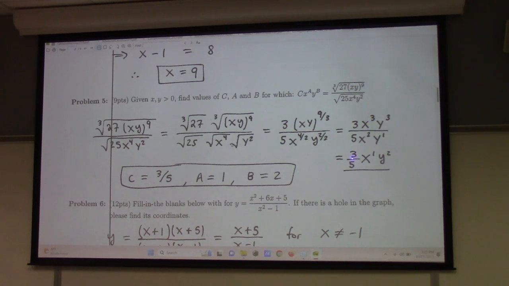Simplifying it, finally, we have 3/5 x to the 1, since 3 minus 2 is 1, and y to the 2, since 3 minus 1 is 2. So that makes a equal to 3/5. C equals 3/5, a equals 1, b equals 2.